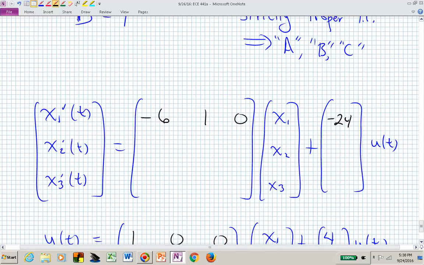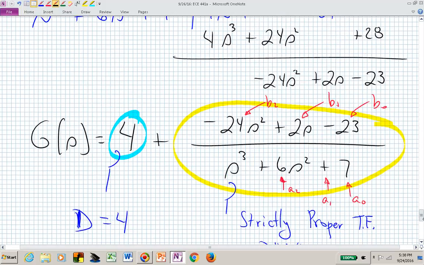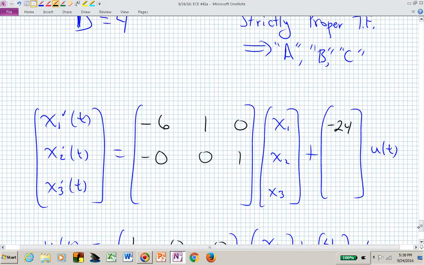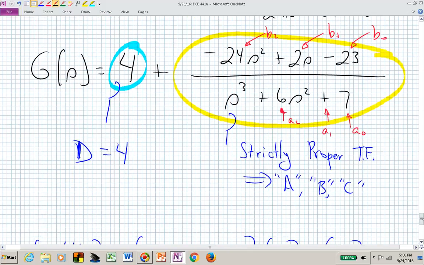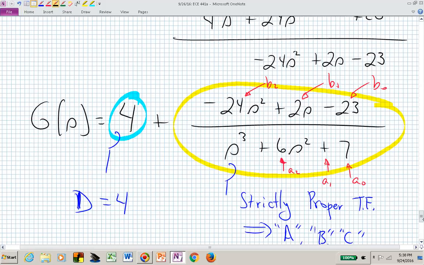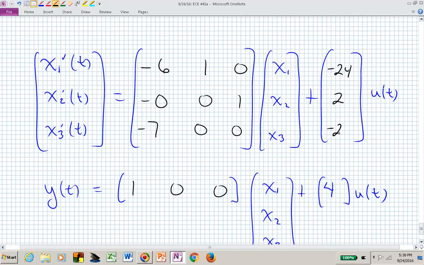That's our first row. x2 prime is going to be made up of a sub 1 with a negative sign, and a sub 1 was missing, so it's 0, plus x sub 3, and then b1, which was 2. And our final row is now going to be minus a sub 0, which is minus 7, no x2, no x3, and our b sub 0, which is minus 23.